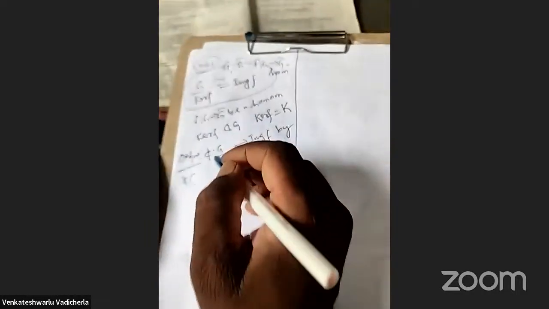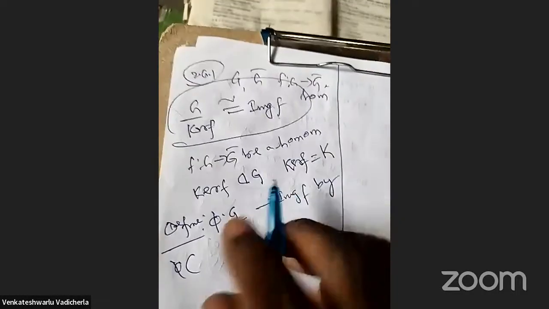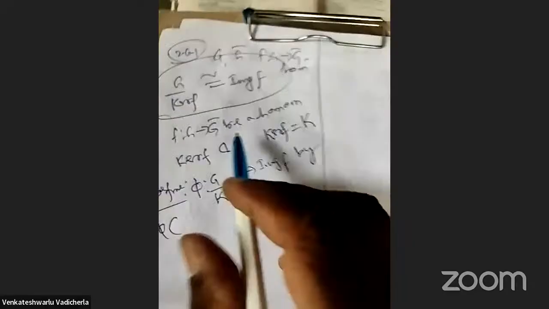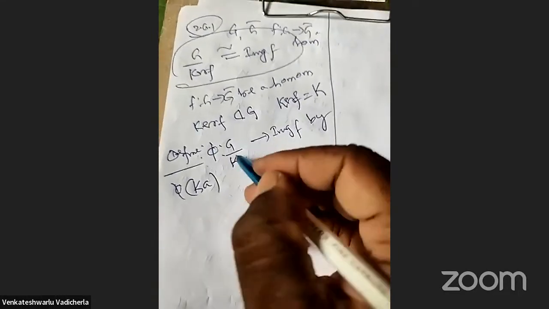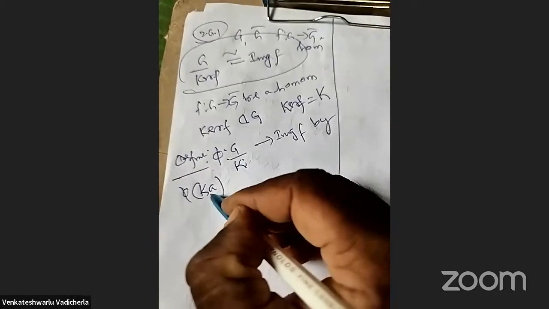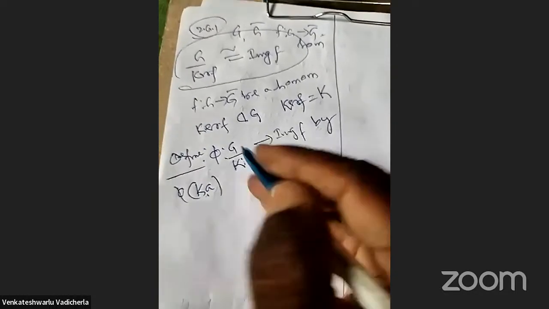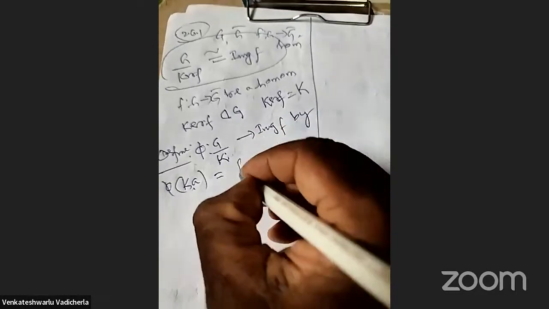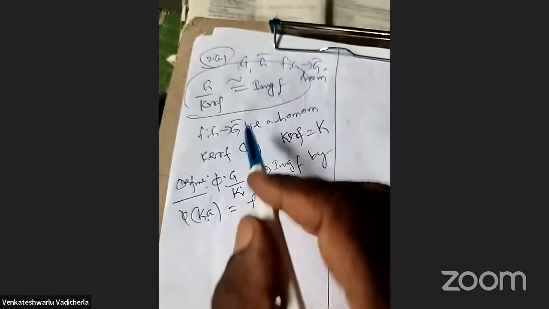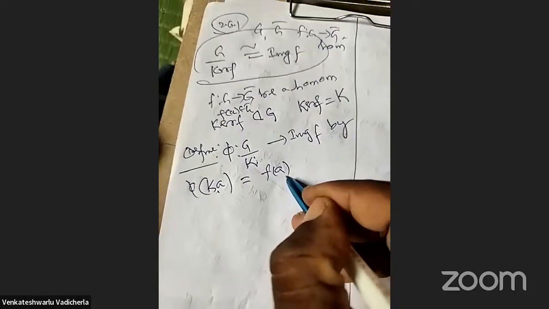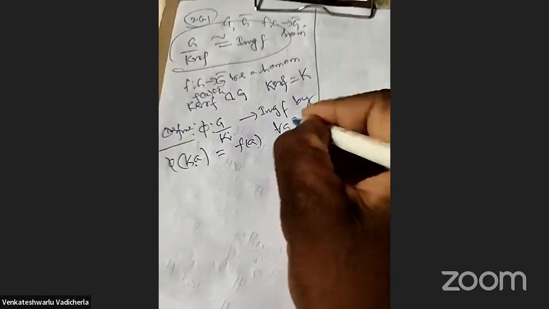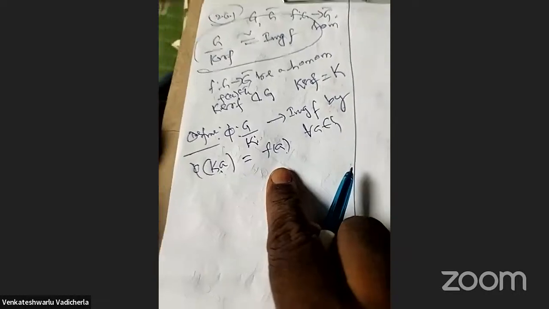What did I say? G by K is a quotient group whose elements are left cosets or right cosets. So the elements of G by K are left cosets or right cosets. I take right cosets. We define G by K as the quotient group or factor group. Its elements are cosets. Pi of Ka is f of a, the image of a, for all a in G. Now, is this function correct or wrong?